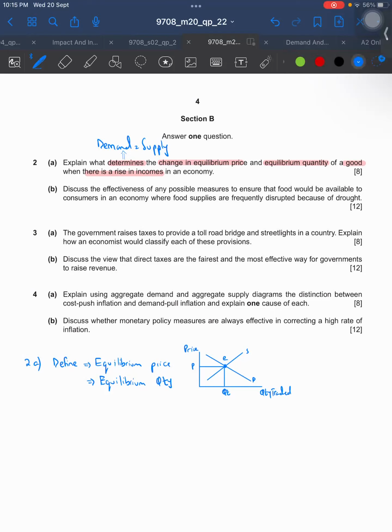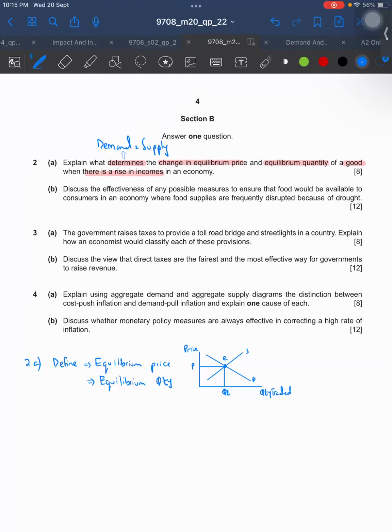Moving forward, what you're going to do next? It says that when there is a rise in incomes, what will happen to the equilibrium price and equilibrium quantity? Definitely it's going to change. But what's the change going to be? Is it going to be an increase or decrease? Let's have a look at it.